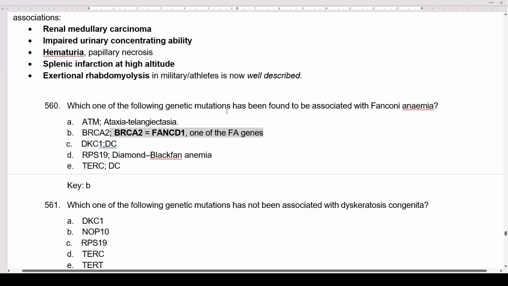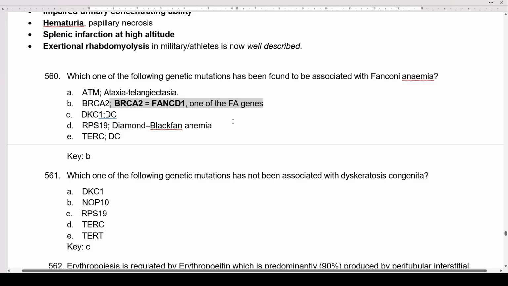Which one of the following mutations has been found in case of Fanconi anemia? These are the genetic mutations given in case of bone marrow failure syndromes. The mutation associated with Fanconi anemia is BRCA2, which is FANCD1, one of the FA genes. There are many genes associated with Fanconi anemia.